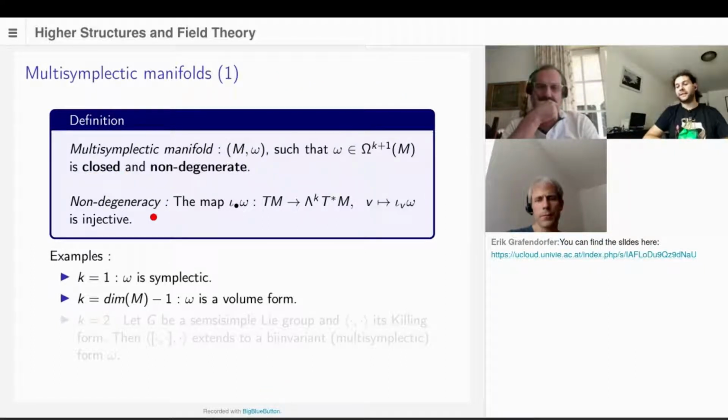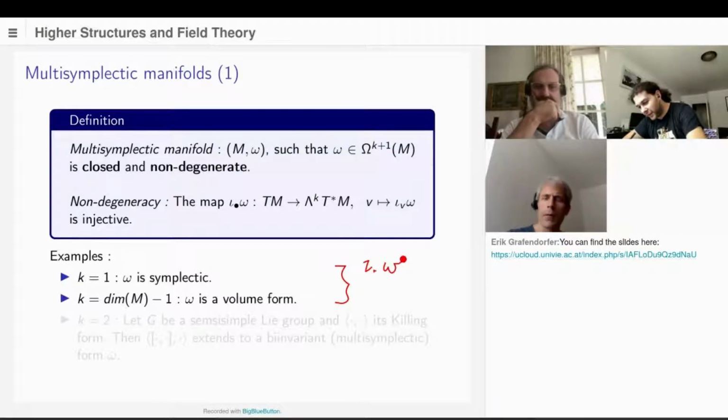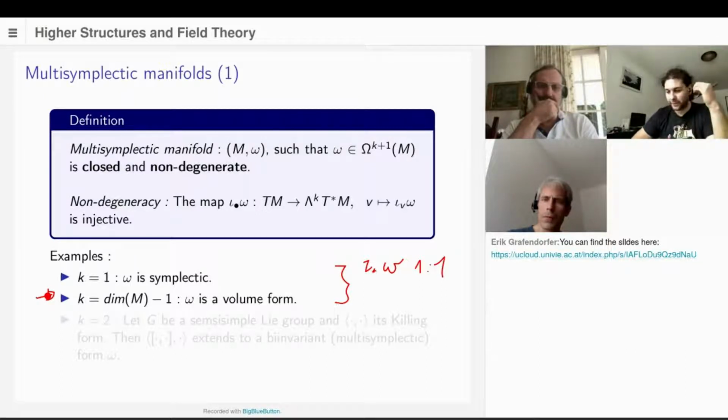The first and the last example are symplectic manifolds and manifolds equipped with volume forms. Those two examples are special because those are actually exactly the examples where this contraction is one-to-one. And somehow this example already generalizes the symplectic example of two-dimensional manifolds with volume forms. So if you want to keep the analogy going, this would be the analog.